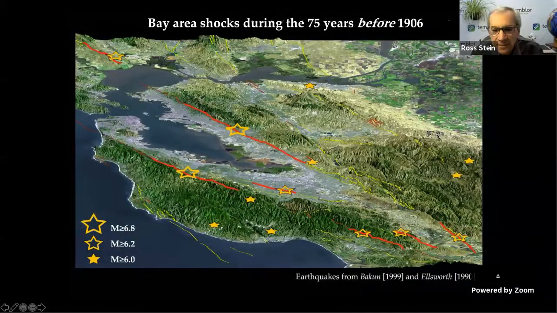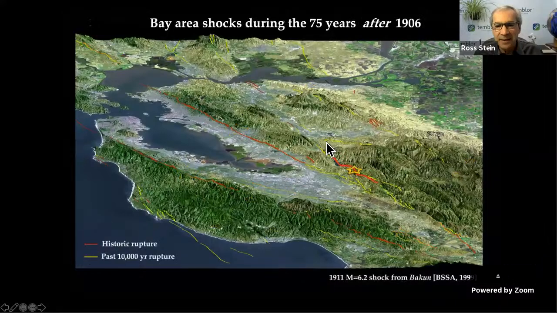Here's another case of the impact of a stress shadow. As best we can measure, these are the earthquakes in the San Francisco Bay Area in the 75 years before the 1906 earthquake. That's from the start of the gold rush until the 1906 event. And here are the earthquakes in the 75 years afterwards. So it's almost completely shut down. Earthquake rate is probably a tenth of what it was before.